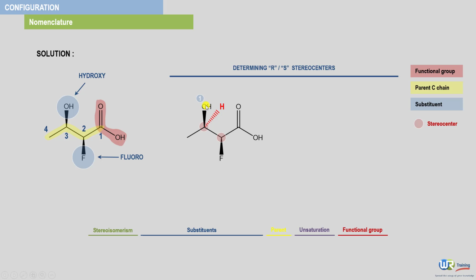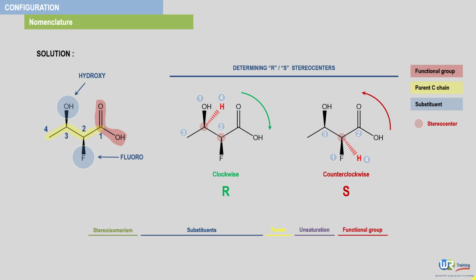Oxygen has the highest atomic number. It will get priority number 1. Now we have all the elements to name this compound. If we start with the first part related to stereoisomerism, we have our stereocenter here located on the third carbon atom configured as R, so it will be 3R, and this one here located on the second carbon atom and configured as S, so it will be 2S. So the first part will be 2S 3R.